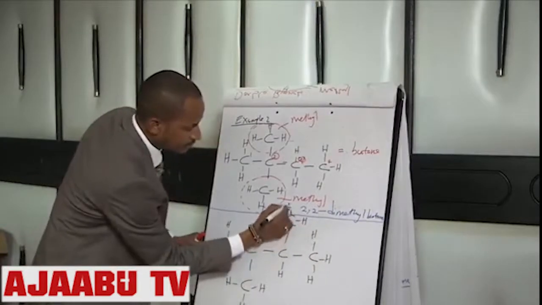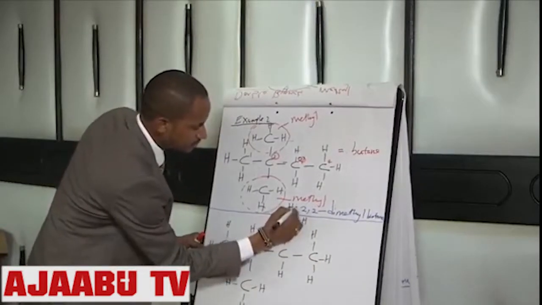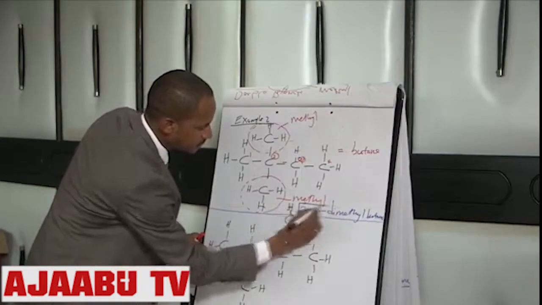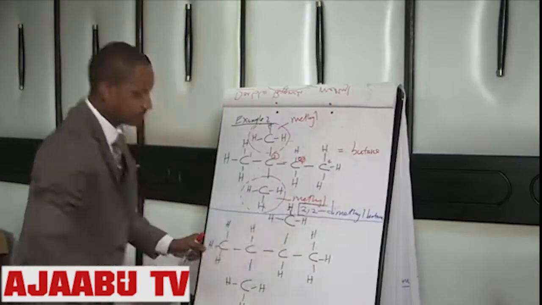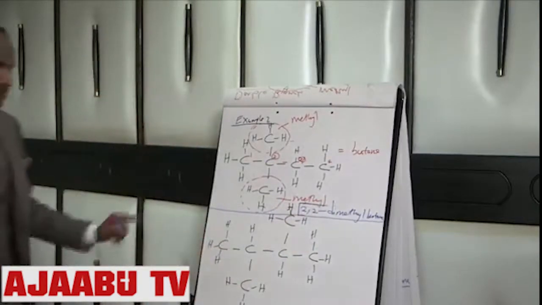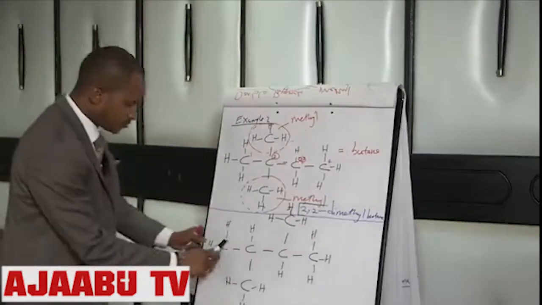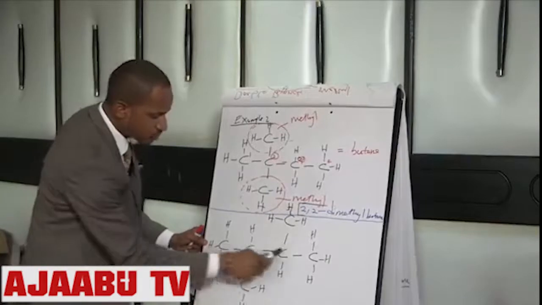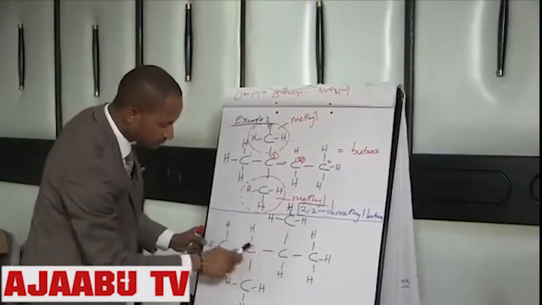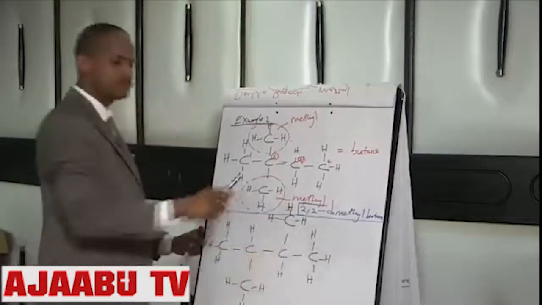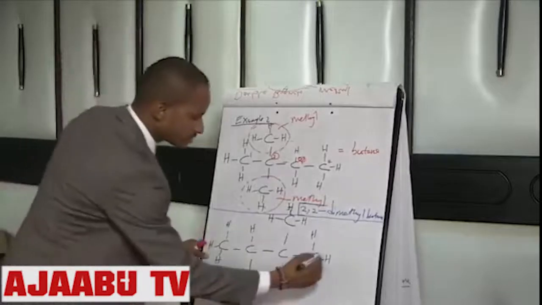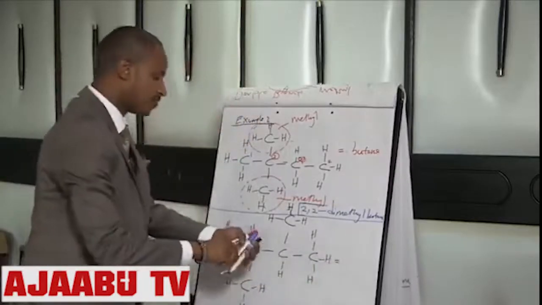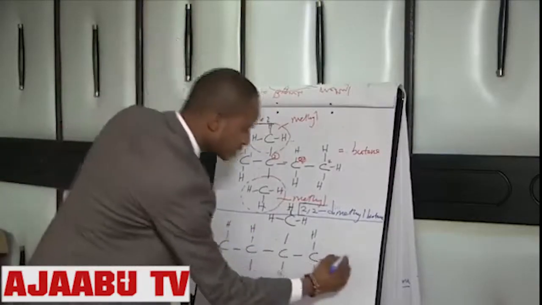Be keen here. This one is hydrogen. Let me separate this from that. Step number one, identify the longest continuous carbon chain. 1, 2, 3, 4. Or 1, 2, 3. Or 1, 2, 3, 4. The longest continuous chain is number 4, which is 1, 2, 3, 4, butane.